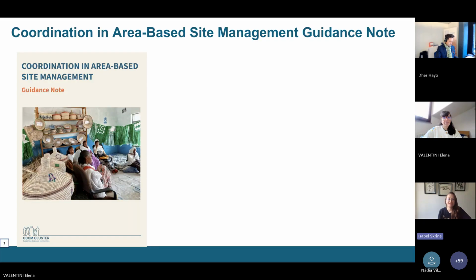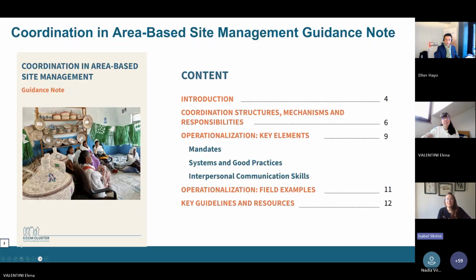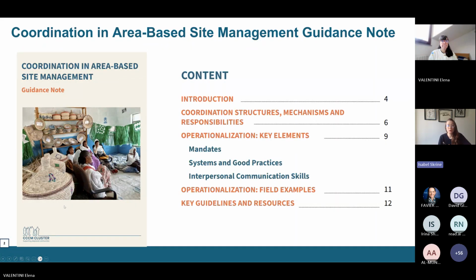The area-based site management coordination guidance note comes from discussions we've had with a smaller working group. There are two levels of our area-based site management working group, and we have divided them so that there's a smaller group interested in working more closely on those documents. This guidance note comes out of discussions with that smaller group, and an even smaller writing group, to make sure we're supporting the needs of the people who are part of the CCCM working group at this point in time.